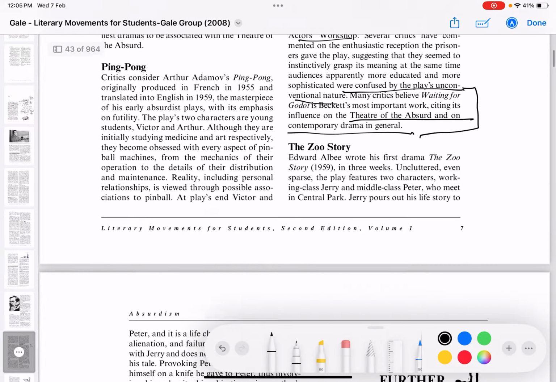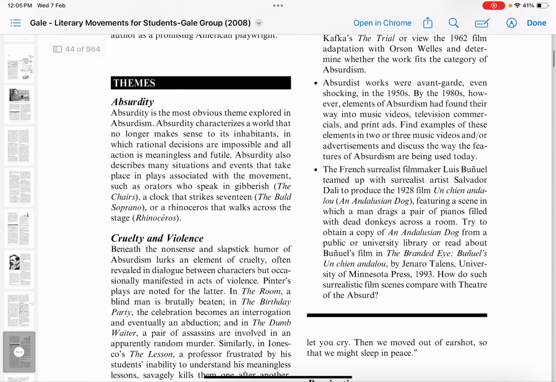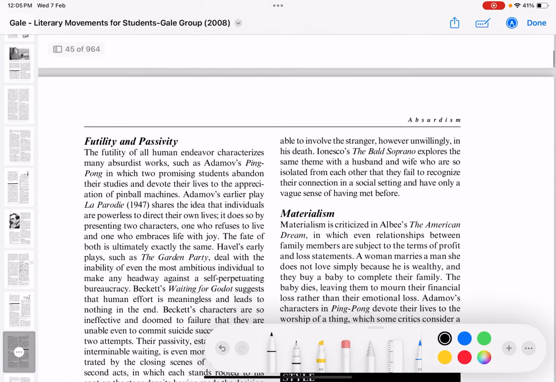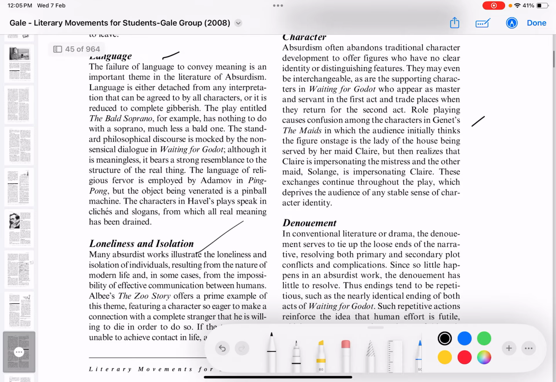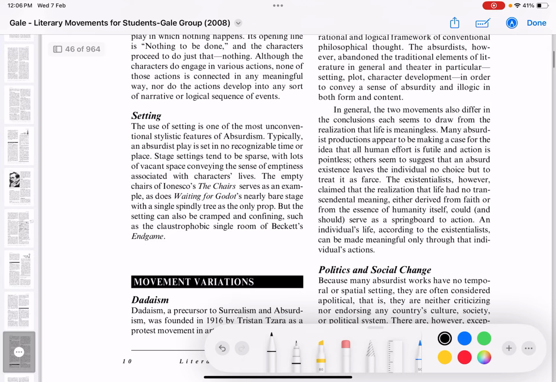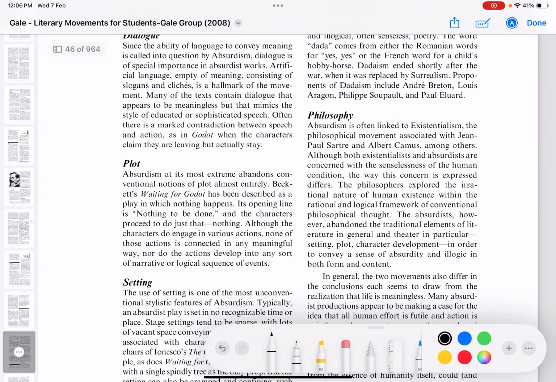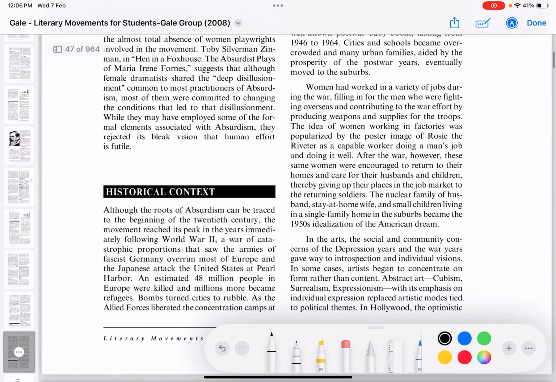Now, what is important here, which themes do these dramas usually cover? It is absurdity, cruelty and violence, domination, futility and passivity, materialism, language, loneliness and isolation. Okay, now there are so many important things that you have to read on your own regarding this absurdism. Now there are certain movements which are similar to absurdism. It is Dadaism.